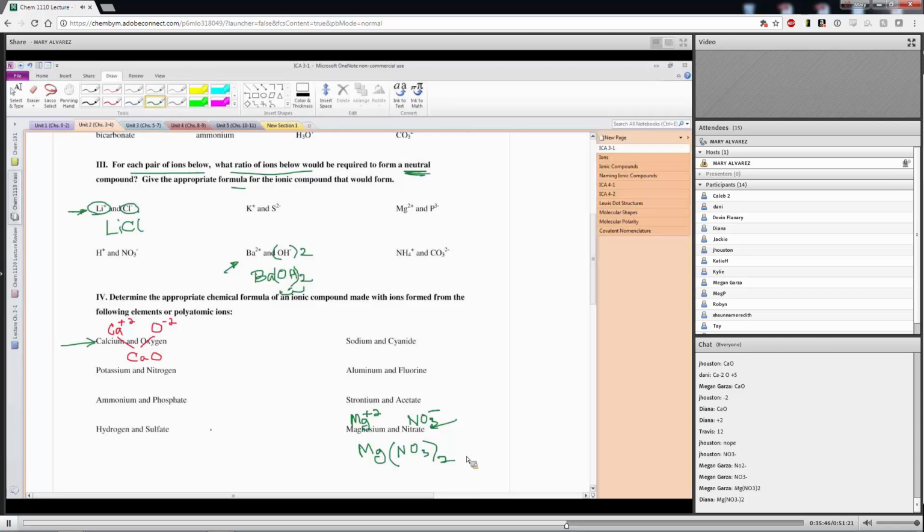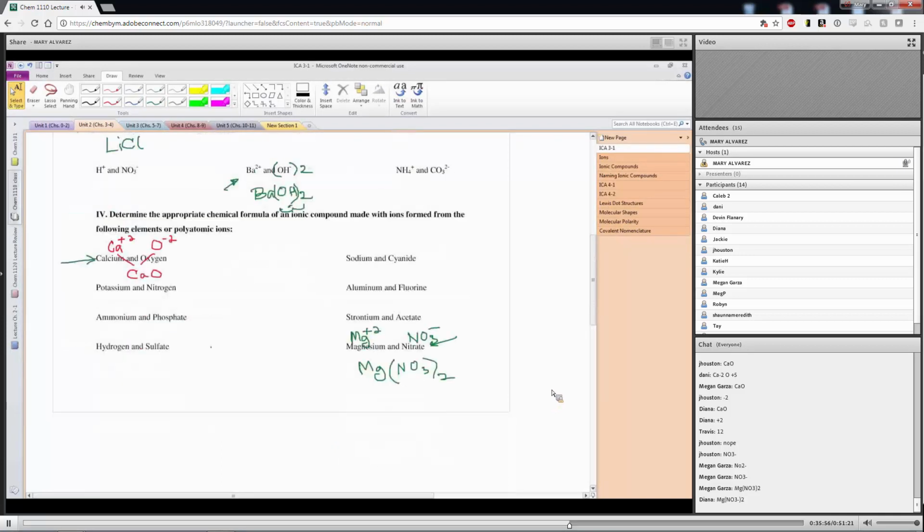Okay. So you guys can do this. I know you guys are a little bit nervous about it, but I think as you sit down and start doing it, it's going to make more sense. So let's move on to the next section, which is doing this in reverse. Okay. That is to say, here, I give you the ions, and you make the ionic compound.